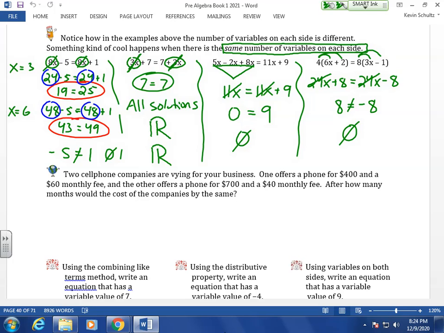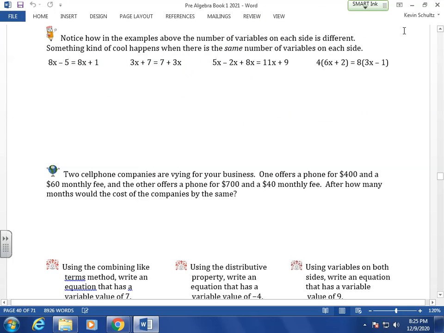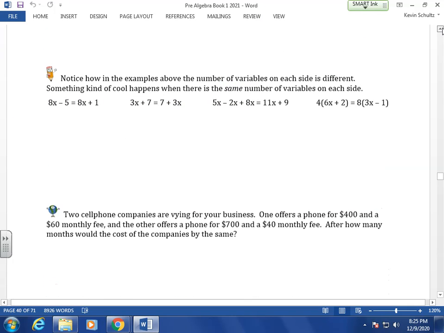Where you have the same number of variables on both sides, but when you do, it's going to be either no solution or all solutions, and it'll depend on, once those variables are canceled out, what equation do you have left? Is it true? Is it not? Okay. All right. So that's that. That's kind of the quirks of variables on both sides.